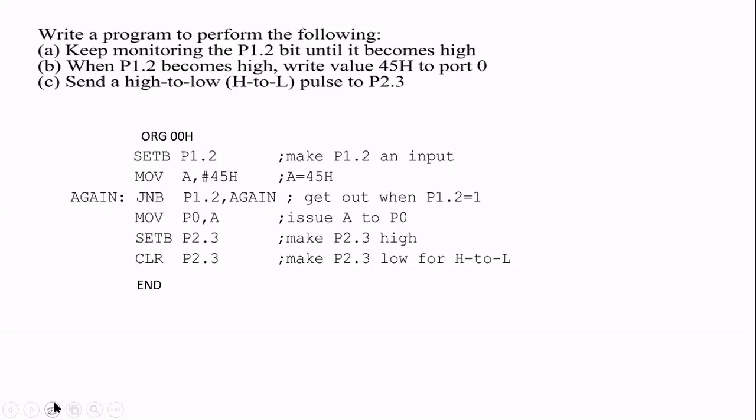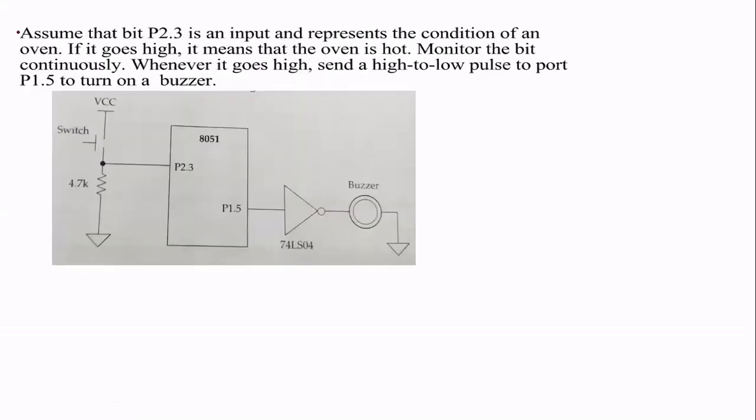Let us see one more example where a buzzer is connected. Assume that the bit P2.3 is an input and represents the condition of an oven. So P2.3 is an input pin and it is representing the condition of an oven. If this bit goes high, it means that the oven is hot. So this is connected to check the status of an oven.